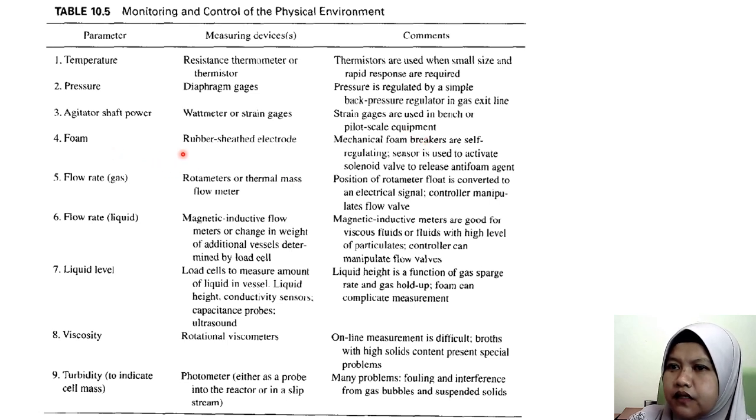For foam, they use a rubber sheeted electrode. And the mechanical foam breakers are self-regulating. So the sensor is used to activate a solenoid valve to release anti-foam agent. For gas flow rate, the rotameters or thermal mass flow meter. Position of rotameter float is converted to an electrical signal. The controller manipulates the flow valve.